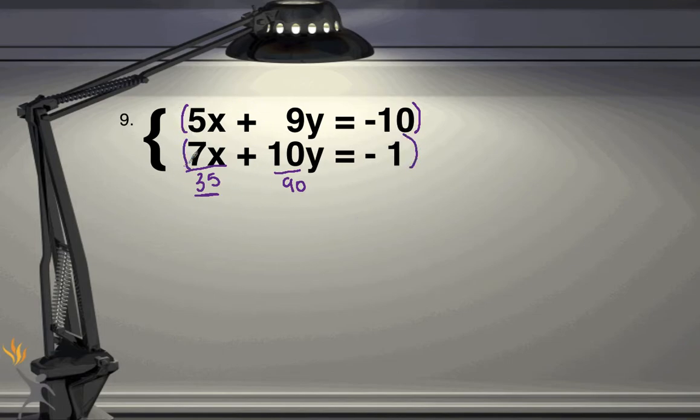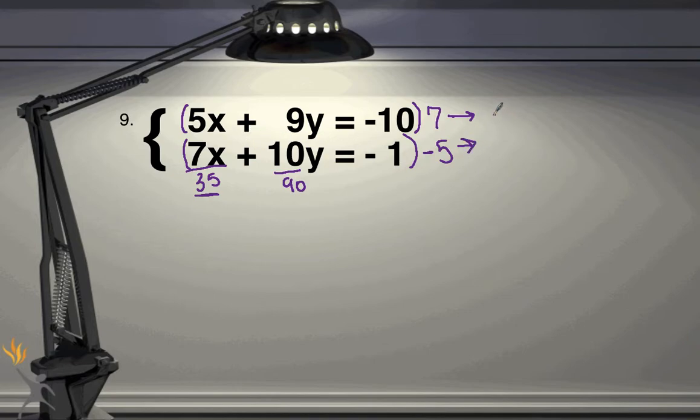Do I have the opposite pairing? No, they're the same, so one's going to have to be multiplied by a negative. Let's do this one negative. So what do I multiply 7 by to get to 35? Well, negative 5. And 5 I'm going to multiply by 7. So let's rewrite those equations now.